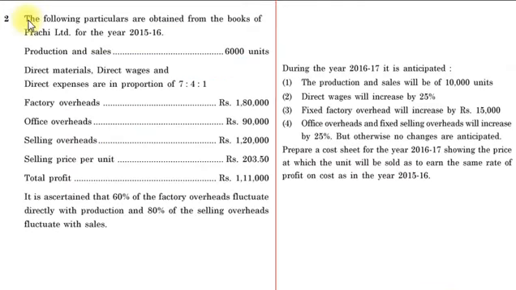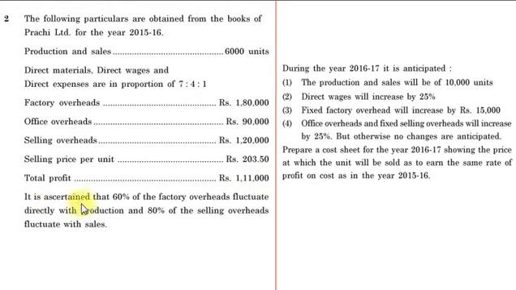Here is the question. The following particulars are obtained from the books of Prachi Limited for the year 2015-16. Production and sales 6,000 units. Direct materials, direct wages and direct expenses are in proportion of 7:4:1. Factory overheads rupees 1,80,000. Office overheads rupees 90,000. Selling overheads rupees 1,20,000. Selling price per unit rupees 203.50 and total profit rupees 1,11,000.